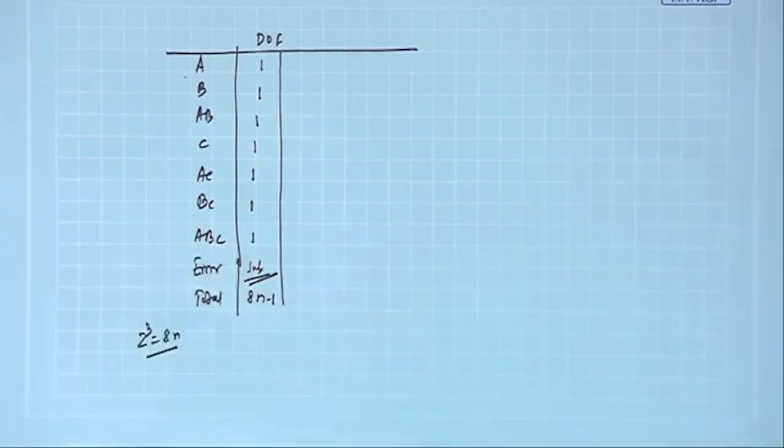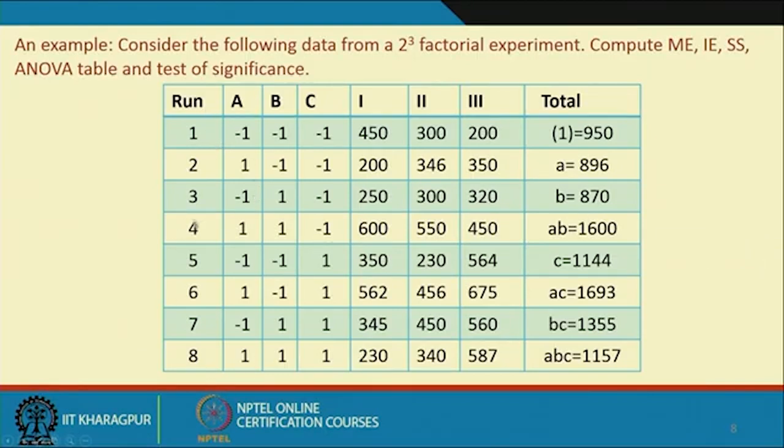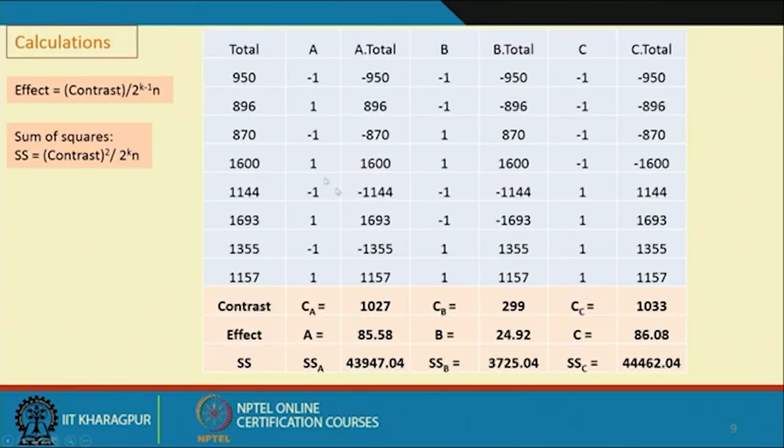Now let us see one example. Here is a 2 to the power 3 design with A, B, C. The same nomenclature we have used here, and there are 3 replicates, and the sum of these 3 gives you 950. This is the data. Now we will see how we have computed the contrast and all those things. Here I have written the total. Now the A column has plus and minus signs, minus 1 and plus 1. When you multiply this by the totals, a dot product, you get this. When you take the sum of all those, you get the contrast. Similarly, the sum of this will give you contrast B, and the sum of this will give you contrast C.